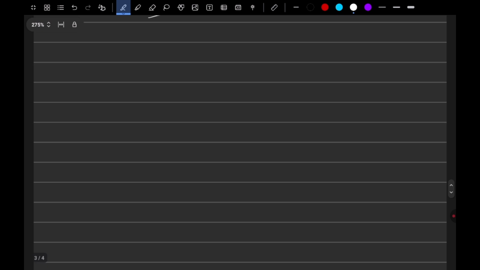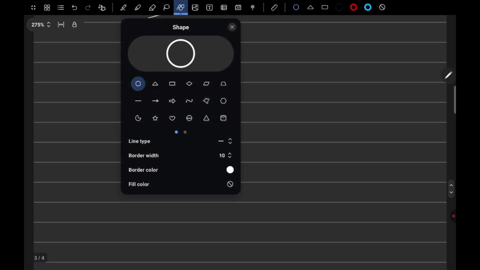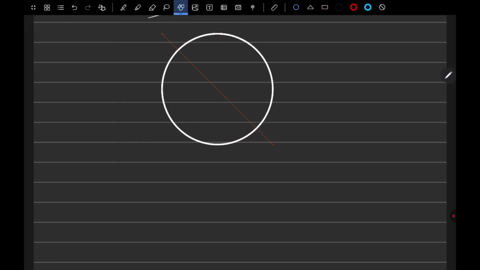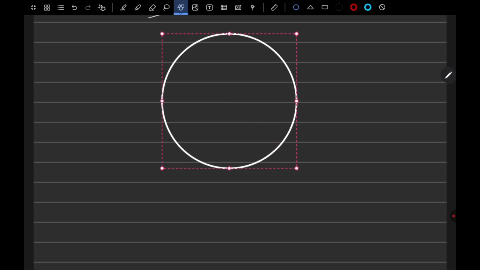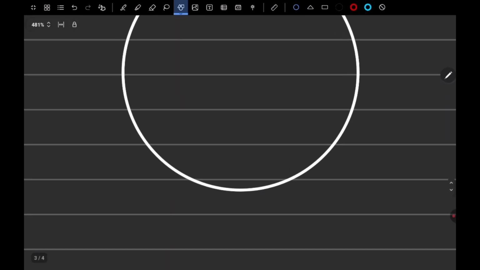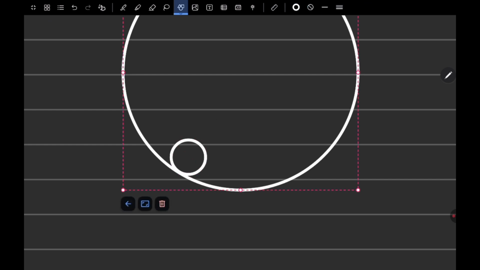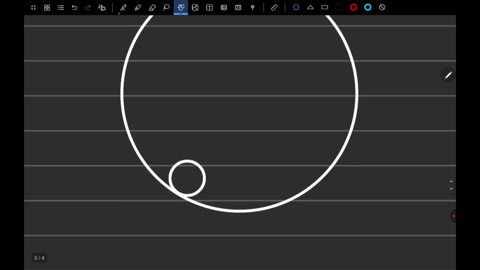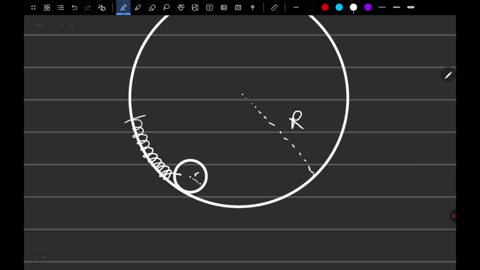Let's first draw the diagram. We have a ring of radius capital R, and inside that we have a disk of radius small r. It is attached with a spring of constant k. Its radius is small r. Radius of this bigger circle is capital R.